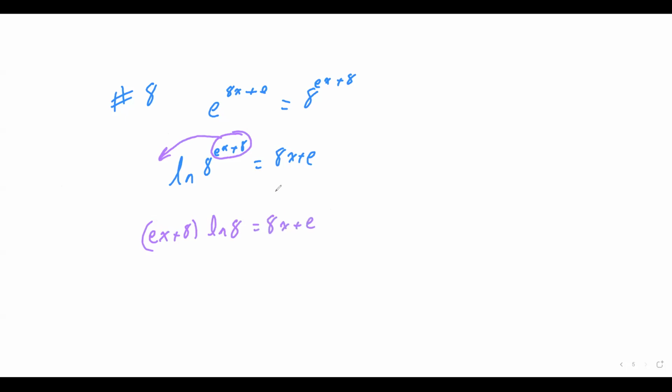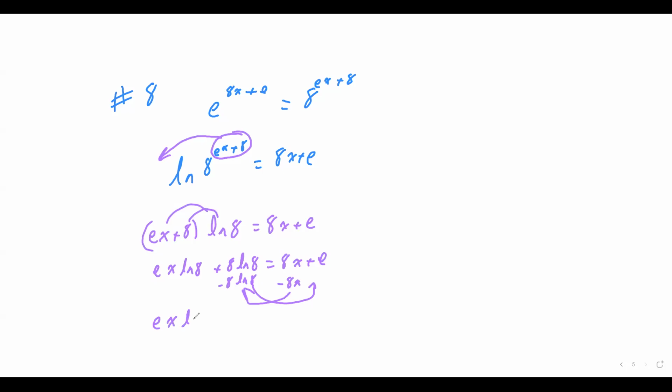All right. Then it gets a little tricky, but now I'm going to distribute this in. So this gives me e to the x of natural log of 8 plus 8 natural log of 8 equals 8x plus e. My next process is to get every term that has an x on one side and everything that doesn't have a term to the other side. So I'm now going to subtract 8x and move it over here. And then I'm going to subtract 8 natural log of 8 and move it over here. The rest of it will stay the same.